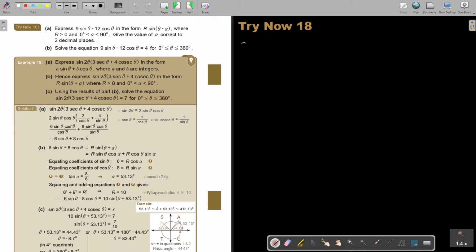Okay, let's start. Number A. Express this in this form. So I'm still with the negative. So if I'm doing this one, I'm just going to start by saying 9 sin theta minus 12 cos theta, and then I must express it as R sin(theta minus alpha), where I find the value of R. Okay, where R is bigger than 0, theta is an acute angle, give the value to 2 decimal places.